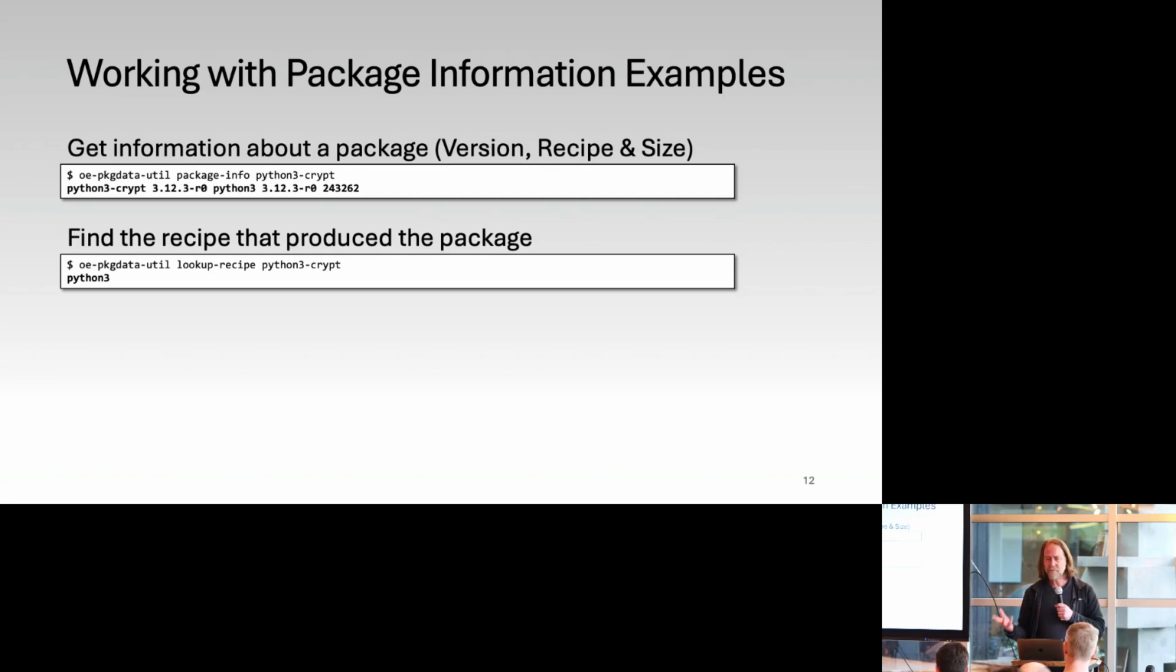And then find the recipe that actually produced a package. So for the Python 3 crypt, there isn't actually a Python 3 crypt recipe itself. If I do the lookup recipe, that tells me that it's coming from Python 3. So again, I'm getting more information about where things are so that I can do any modification to my system.